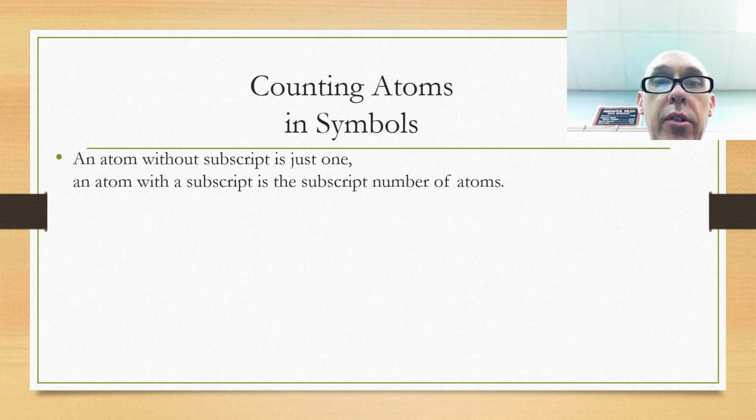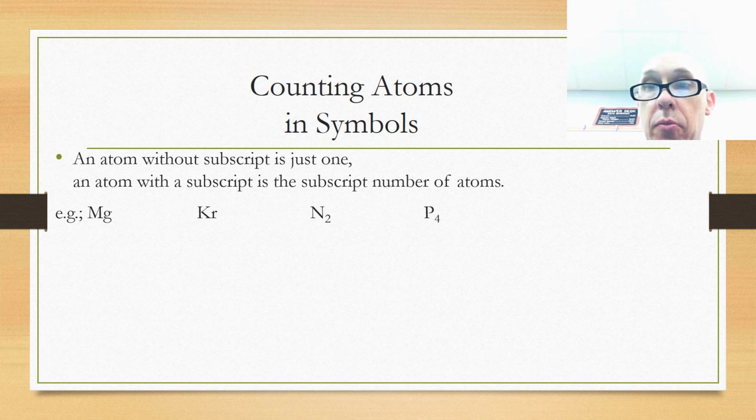An atom without a subscript is just one atom. An atom with a subscript is the subscript number of atoms. So let's do some examples. I'm going to use blue for my writing. Whenever we have the element Mg, that means we have exactly 1. Krypton, same thing, doesn't matter if it's a metal or non-metal, we have 1.